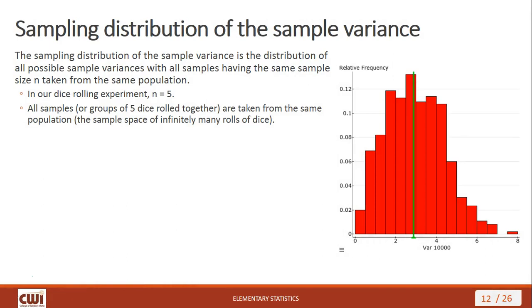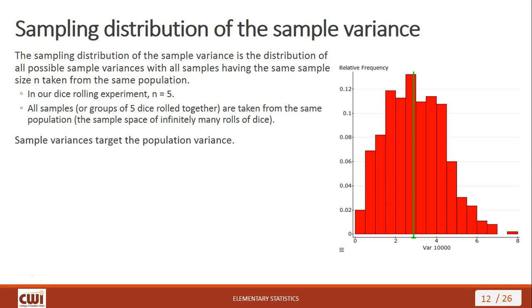So the sampling distribution of the sample variance is the distribution of all sample variances with all samples having the same sample size n from the same population. So again, our sample size is 5 because we're rolling dice 5 at a time, and all samples are taken from the same population.